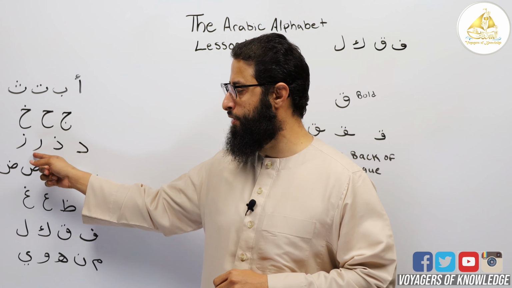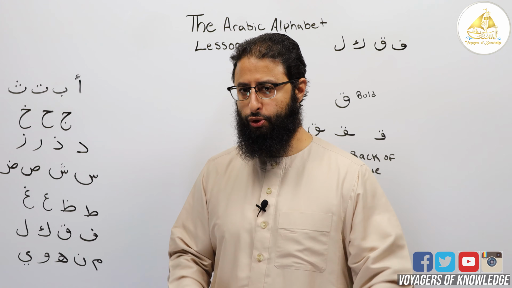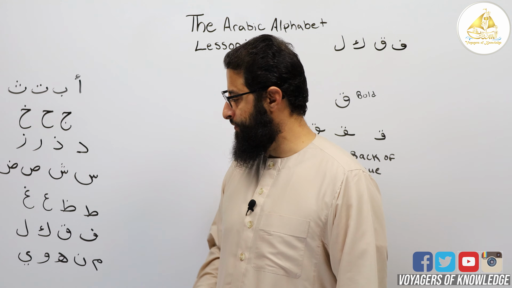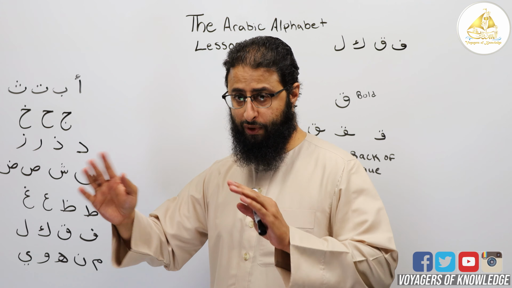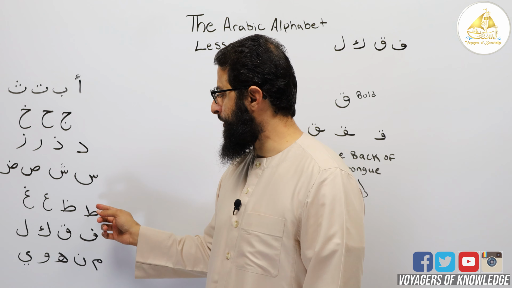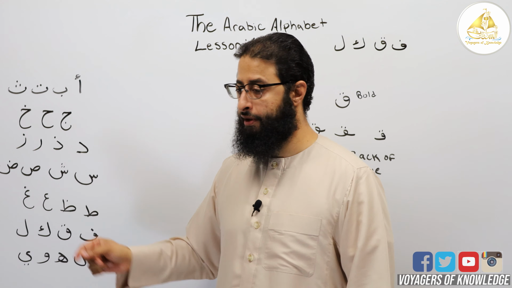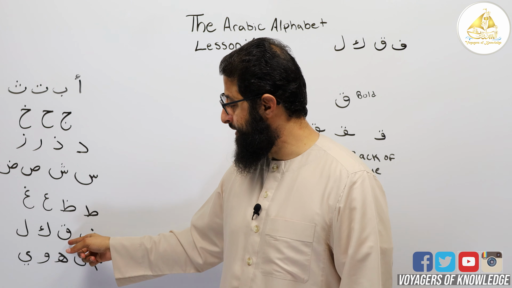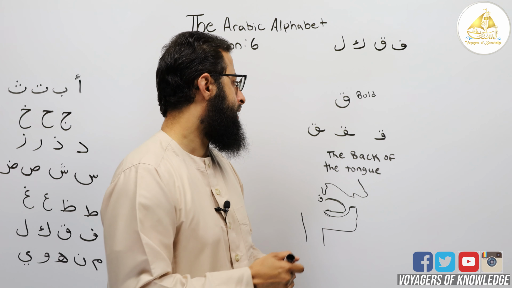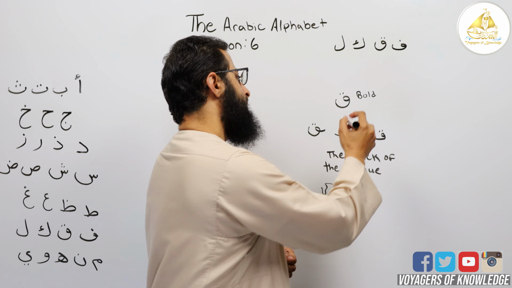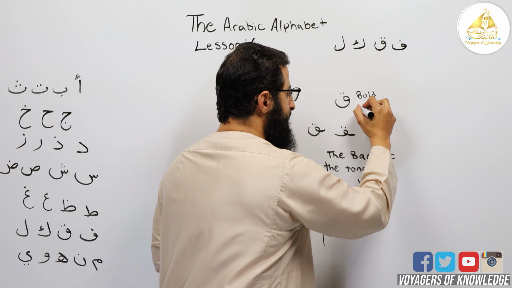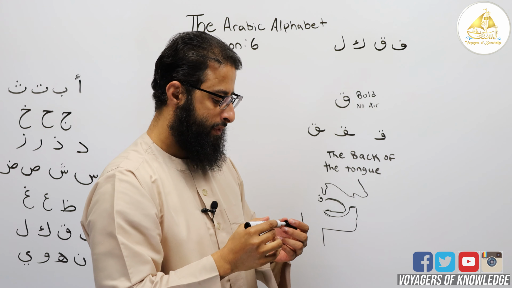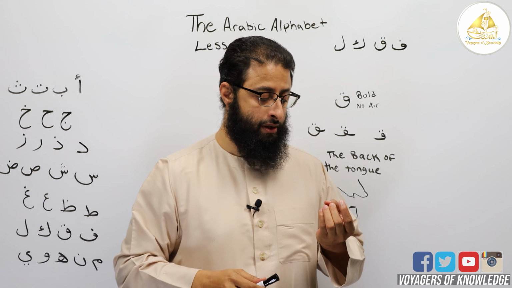But we learned that Ra was also sometimes bold and sometimes light. And just really quick, Kha was the first, Ra was the one that's sometimes bold, sometimes light. And then we have Sad, Dad, Ta, and Dha, and Ghain, and today we have Qaf. So it's a bold letter. We're also going to learn that Qaf has no air. No air for the letter Qaf.